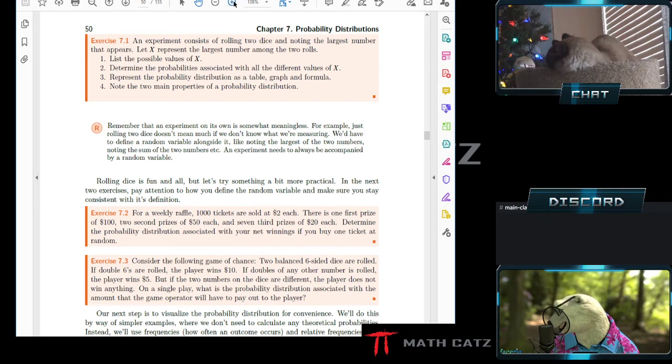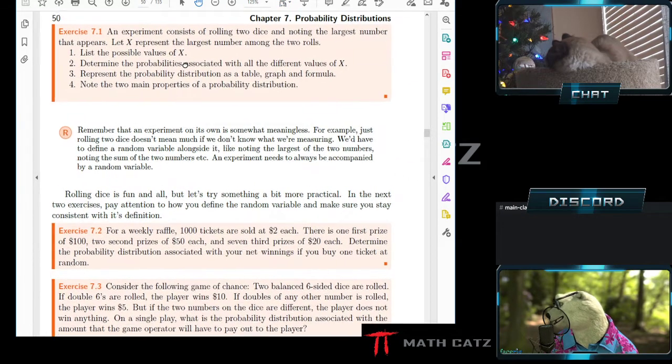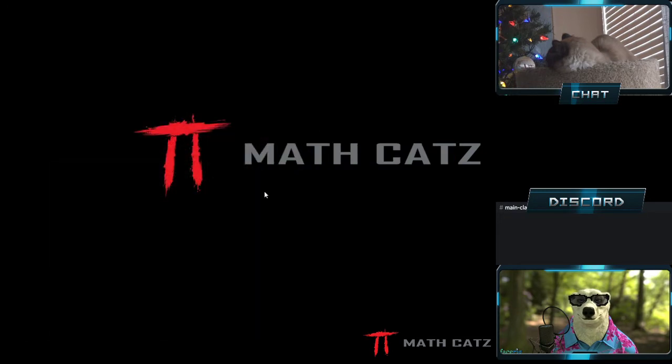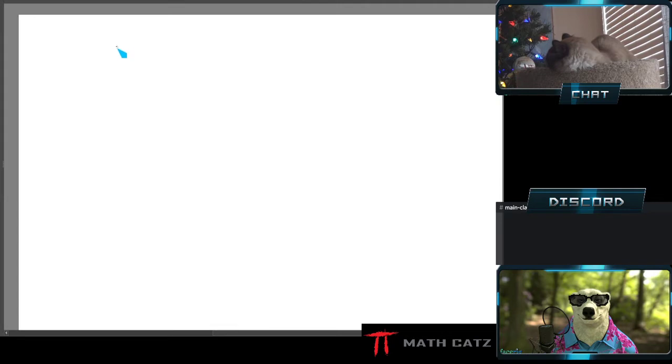So let's read it. An experiment consists of rolling two dice and noting the largest number that appears. Now, let's just think about that before I continue, because as we're working our way through this example, we're going to elaborate on certain things.